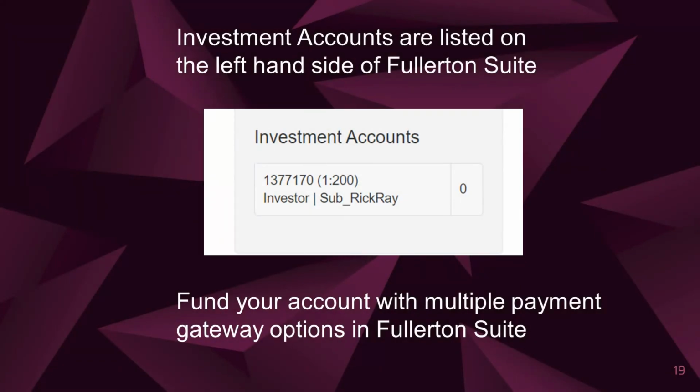You can find your investment account information on the left-hand side of your Fullerton suite. And you just fund your account with whatever payment gateway option you prefer. There are multiple payment gateway options available in the Fullerton suite. You can use credit card, wire transfer, different payment gateways like Skrill, NetTeller, FastPay. You can use cryptocurrency, and of course you can use internet banking, which is the easiest and usually the fastest way to fund your account.